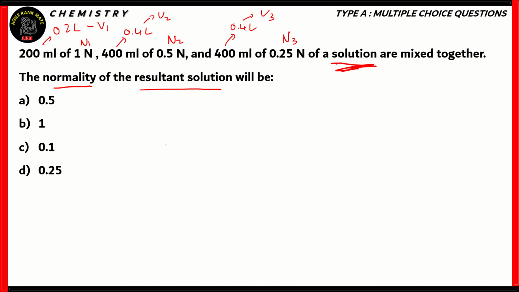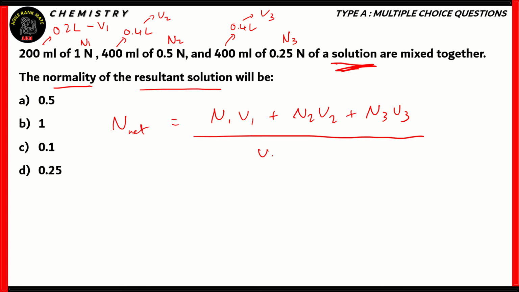Now note here, we have the normality of the solutions given and the volume of the solutions given. And we also know that all three of these samples are of a single solution. There are no two different types of solutions being mixed here. So therefore, the resultant normality turns out to be N1V1 plus N2V2 plus N3V3 over V1 plus V2 plus V3.